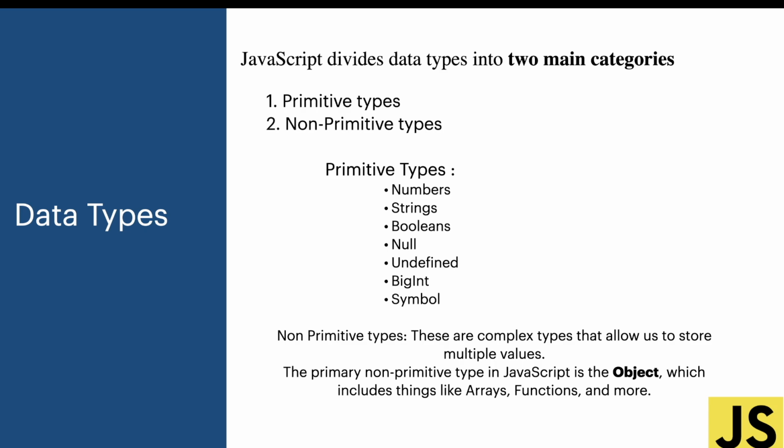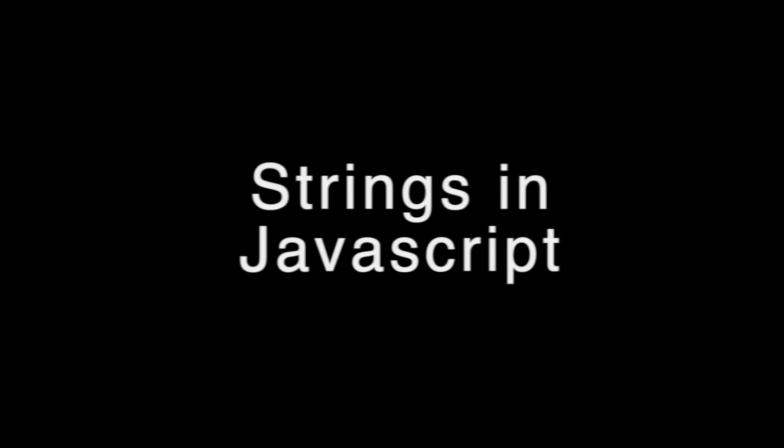JavaScript is a dynamic language with dynamic types. This means that variables in JavaScript are not directly associated with any particular value type. So any variable can be assigned and reassigned values of all types.